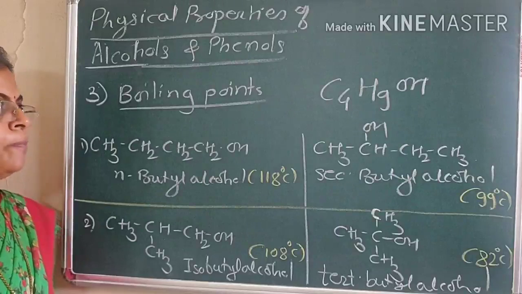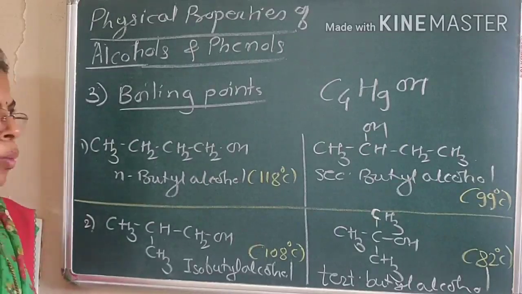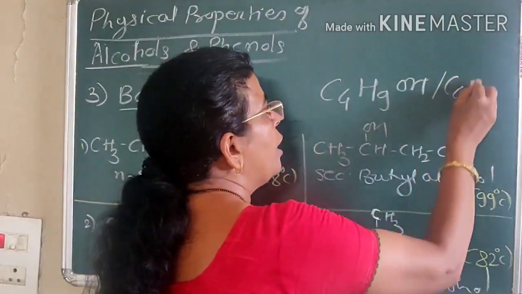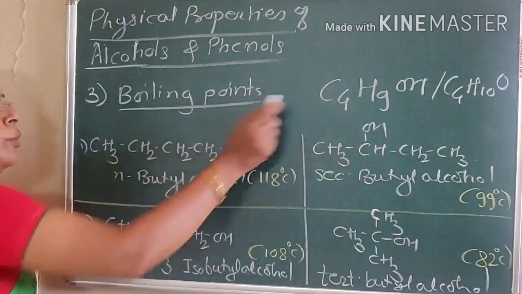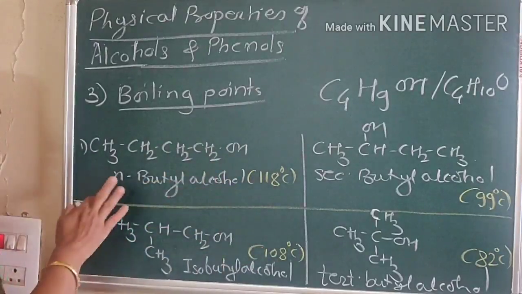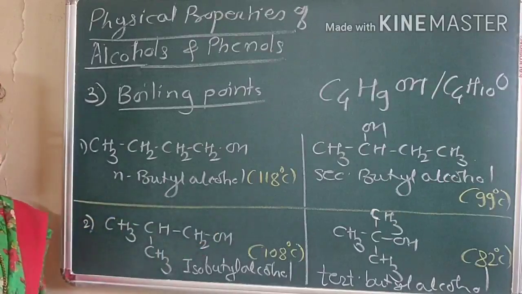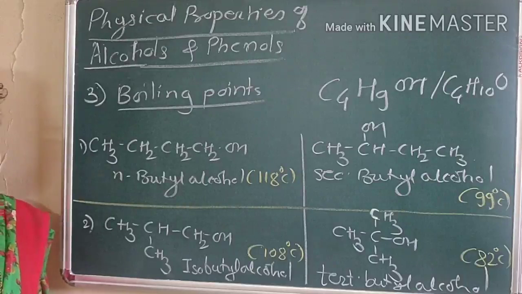C4H9OH or C4H10O. Now here the molecular formula is the same but the structure is different. They are isomers of each other, but they have different boiling points also. So this boiling point depends upon the surface area of the compound.